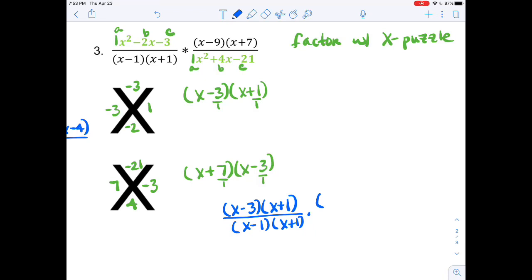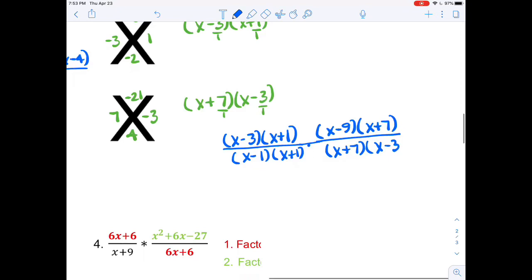This next numerator, already factored, x minus 9 and x plus 7. And finally, the denominator that we factored, x plus 7 and x minus 3. Again, because this is all multiplying and a little dot here is the same as doing parentheses butted up against each other, we could just make this one great big fraction and look for things that are the same top and bottom.